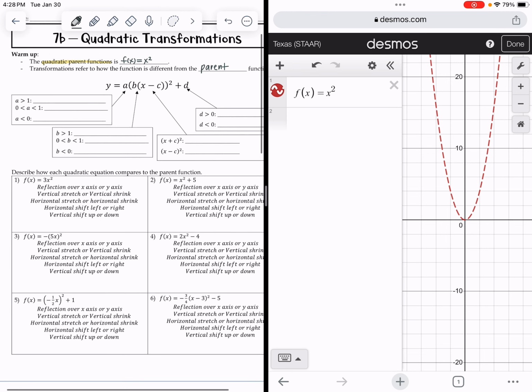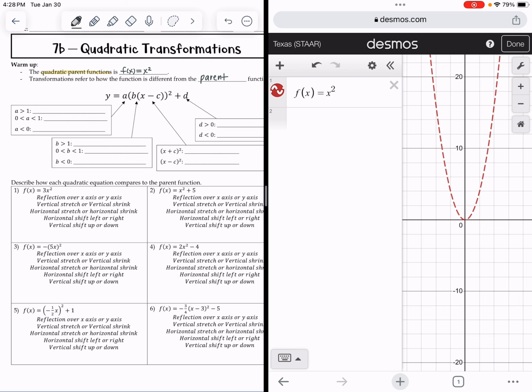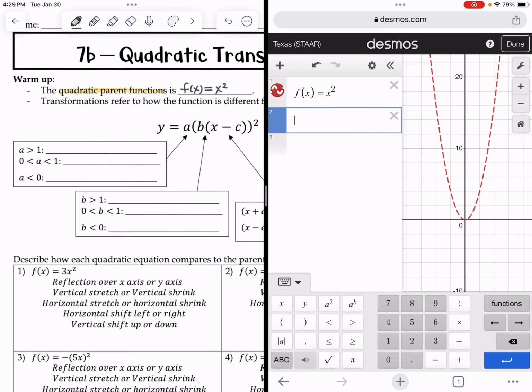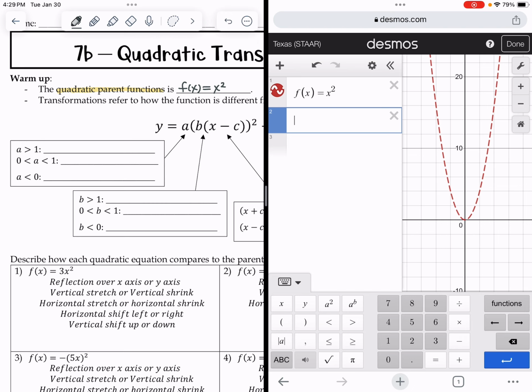And so we can do different things. We can reflect the function. We can move the function left, right, up, and down. We can stretch. We can shrink. And so I'm going to fill in these by just doing some explorations.